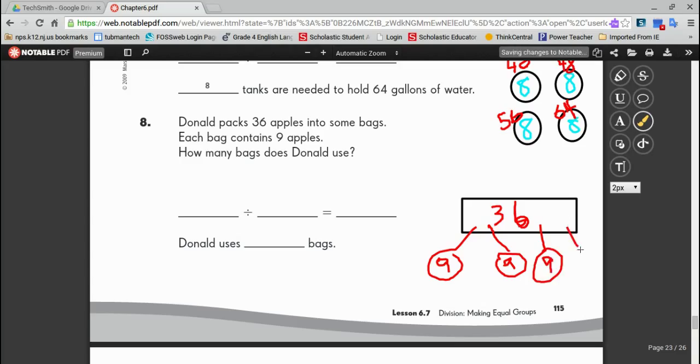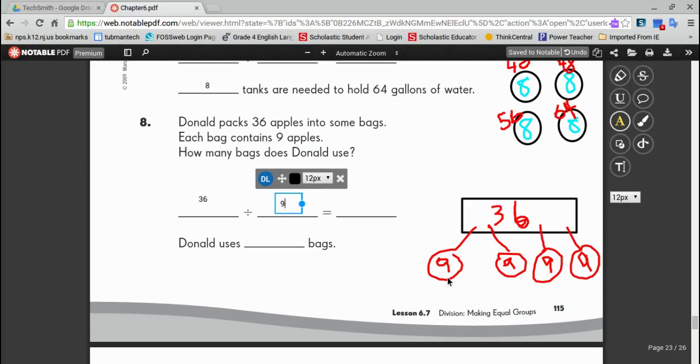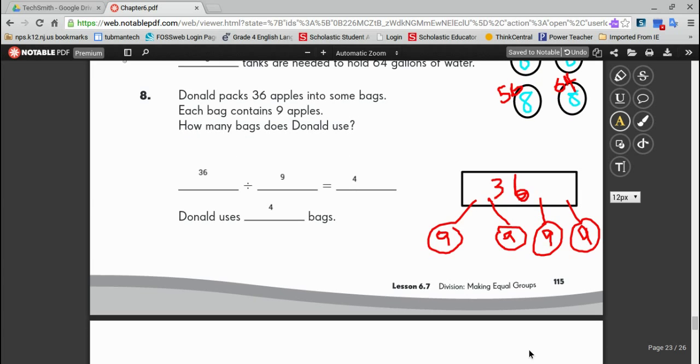Here's another bag. And here's 9. And if you look at what I'm doing, I am splitting 36 into groups of 9. So when I'm splitting or sharing something equally, I'm dividing. So 36 divide by 9, and let's figure out what I got. So let's double check this through. Let's count my 9 multiples. 9, 18, 27, 36. Alright, so I got my 36, and that means I got 4 bags. So Donald uses 4 bags. Okay, and that's page 115.